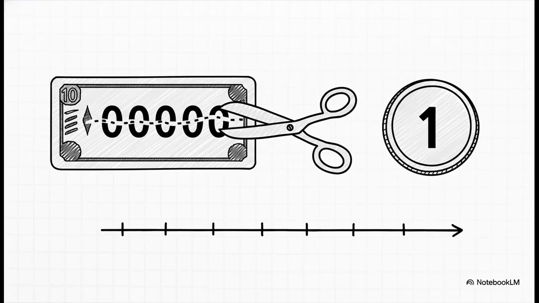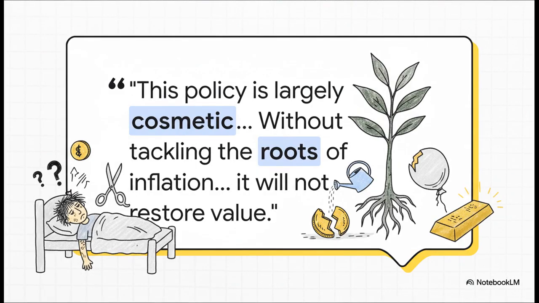The plan itself is pretty straightforward. The government wants the central bank to spend the next 5 years getting ready to just lop 4 zeros off the rial. So what used to be a 10,000 rial note would become a new 1 rial note. The stated goal is to make everyday shopping and accounting simpler. But, and this is a big but, economists cited in our source material are not buying it.